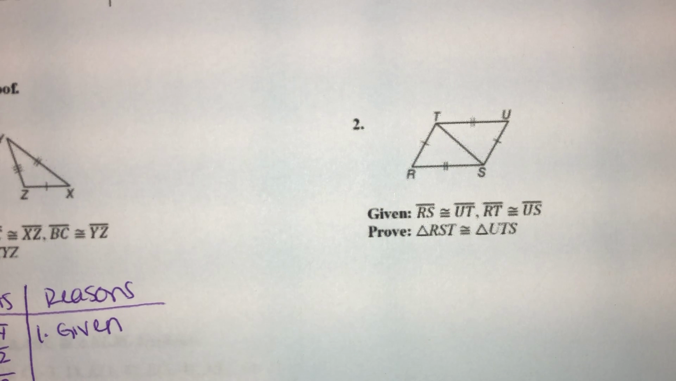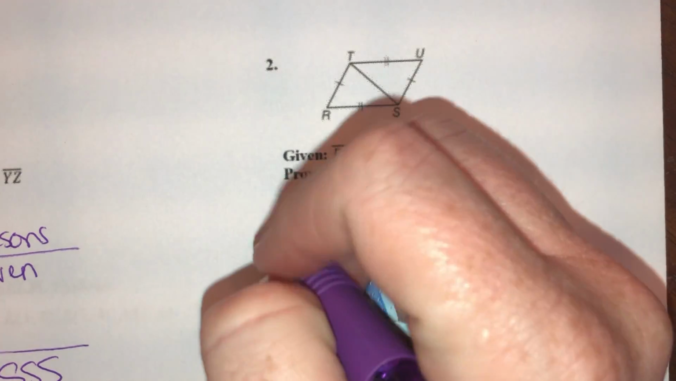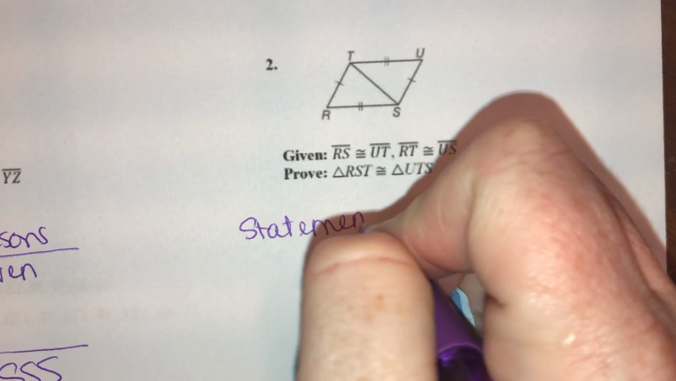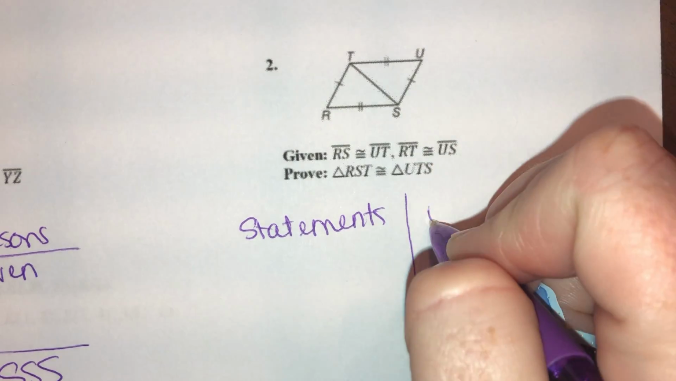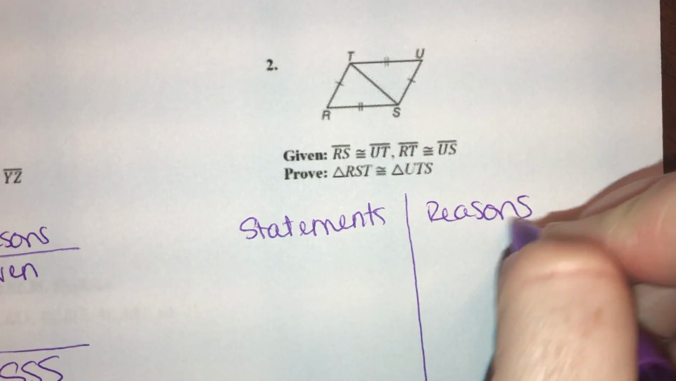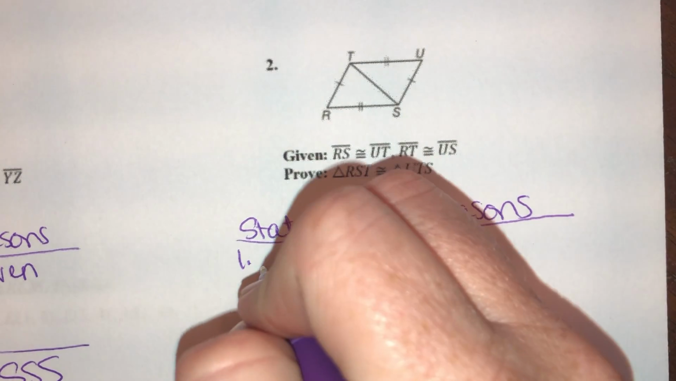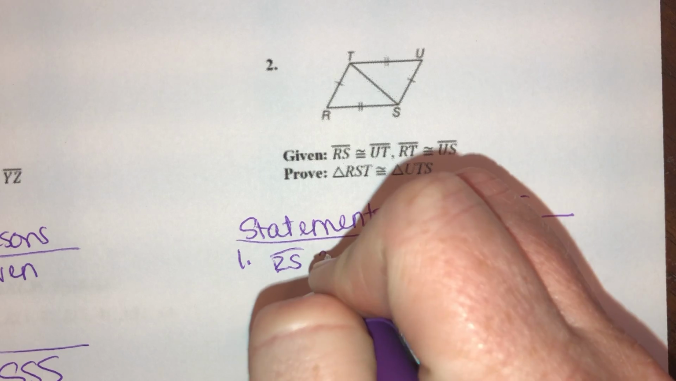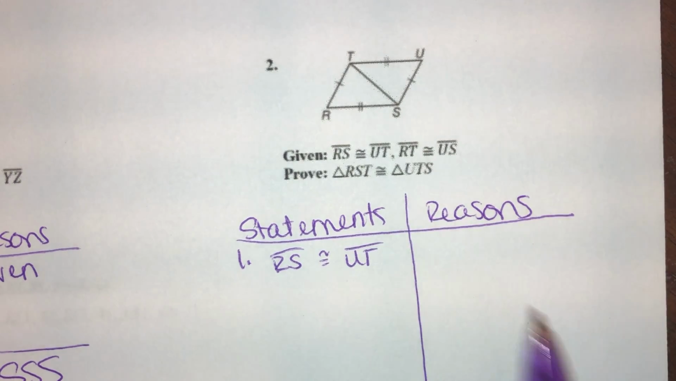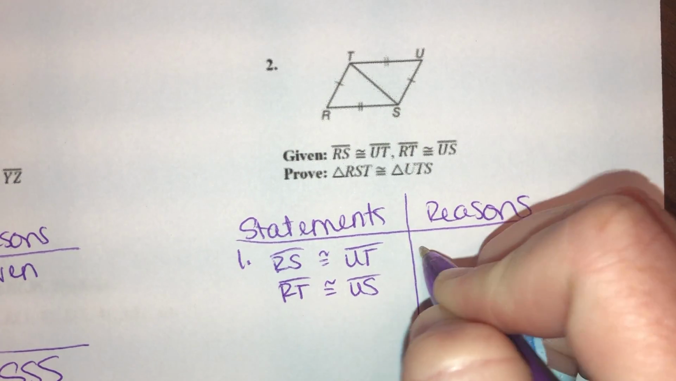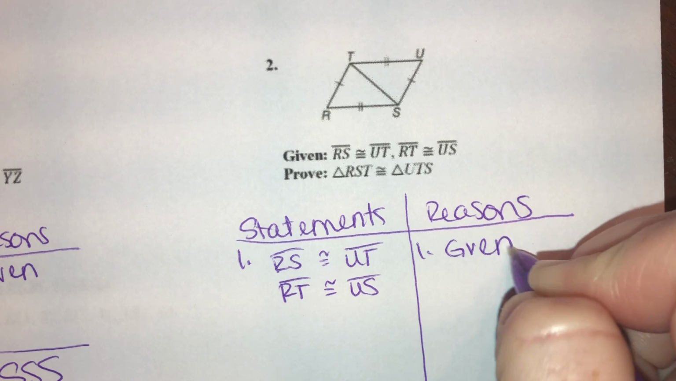Let's do this one. Remember, all we're focused on is side, side, side. So we're only worried about the 3 sides of our triangle. So I'm also going to write another 2-column proof. Statements. Reasons. Okay, it starts off telling me in number 1 that RS is congruent to UT. And RT is congruent to US. And that's given to us.